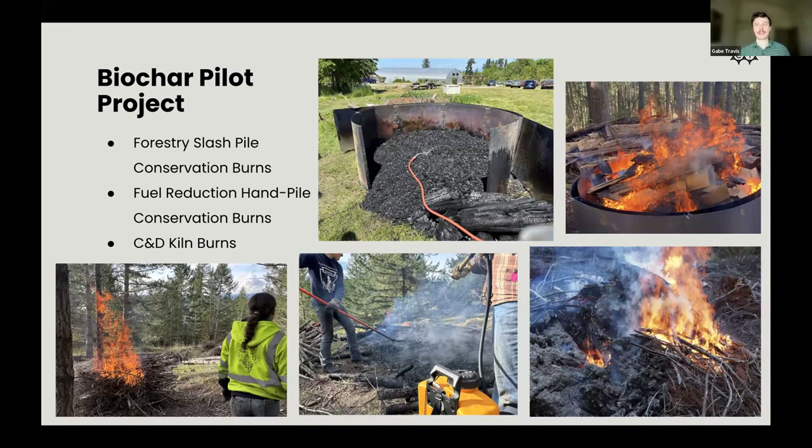To the right, you can kind of see as it's filled up and actively burning and producing biochar. And then the 3 pictures on the bottom are of the first 2 points. So these smaller hand-built fuel reduction work piles. You can see that on the far left, this is a much smaller pile. It's much easier to put out, and actually it uses a lot less water.